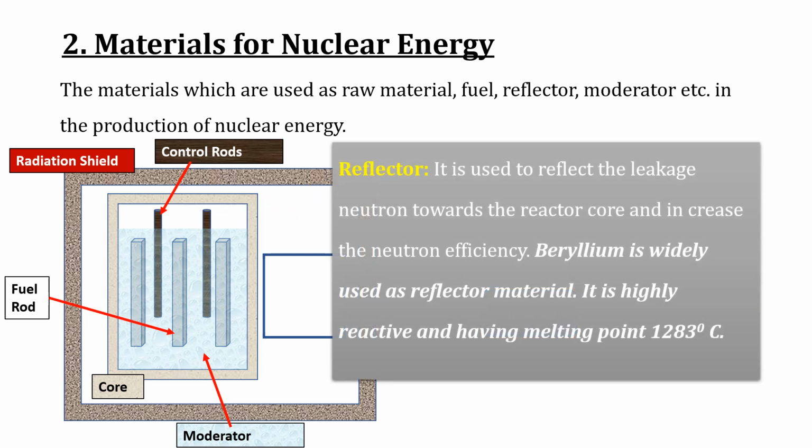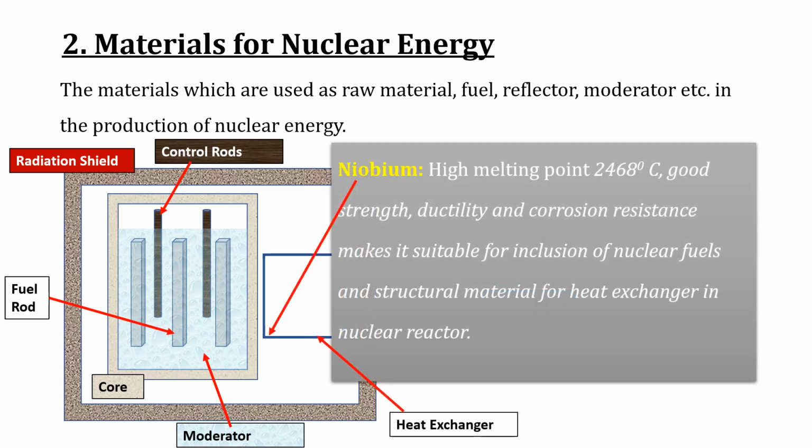A reflector is used to reflect the leakage neutrons toward the reactor core and increase the neutron efficiency. Beryllium is widely used as a reflector because of its high melting point of 1283 degrees Celsius.